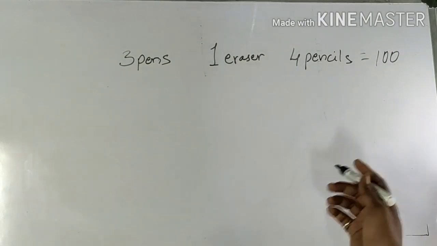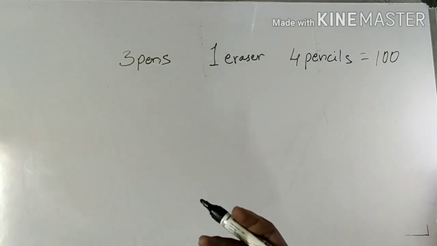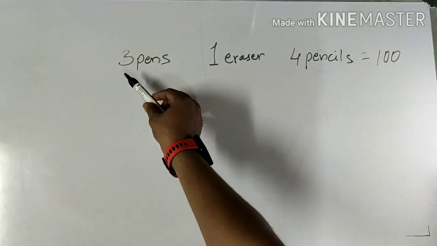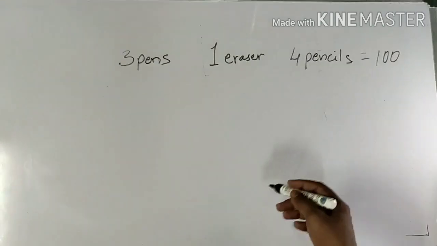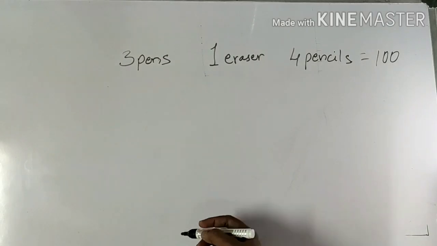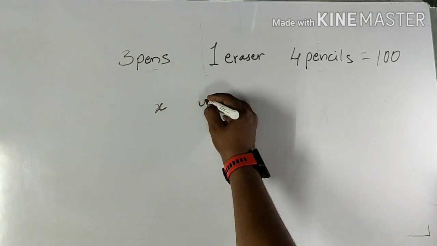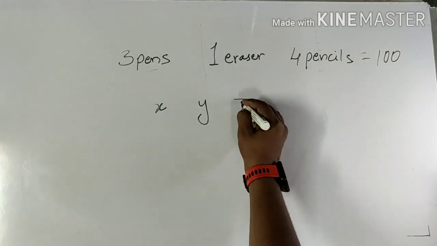Now if I want to represent this data, a quantitative data. Why quantitative? Because there are numbers involved in this. So a verbal quantitative data, if I want to represent it mathematically, I can denote pens with X, denote eraser with Y, denote pencils with Z.